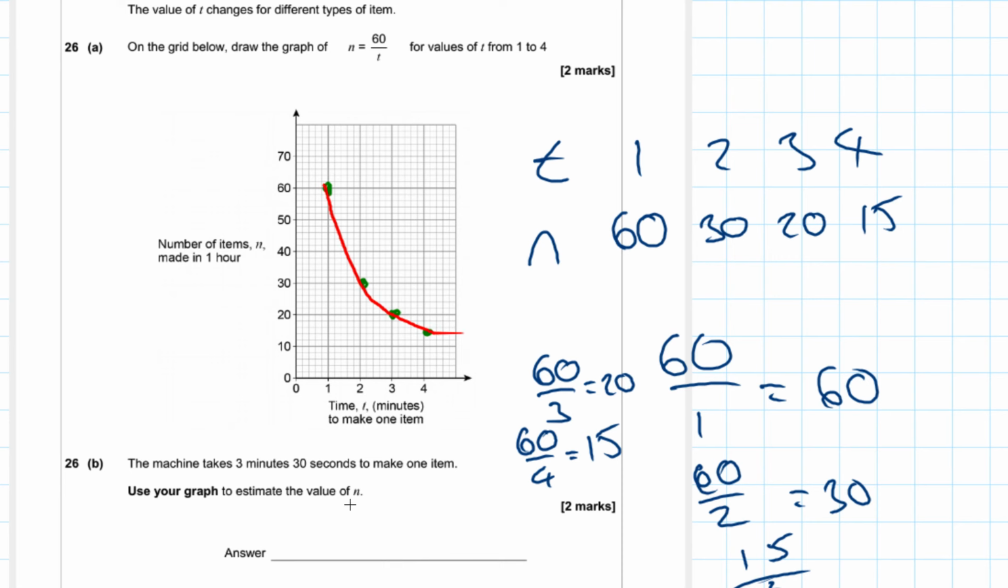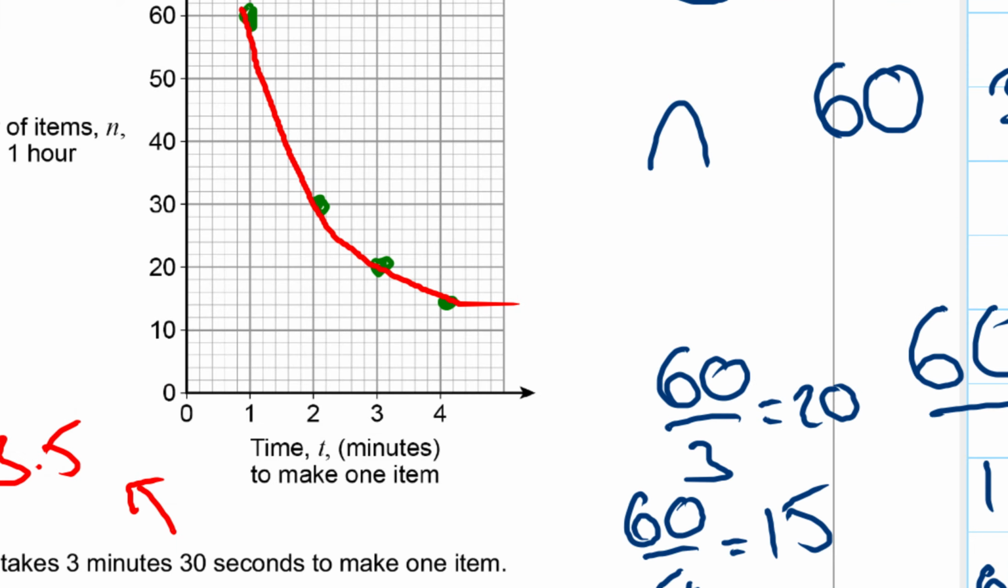The next one we've got is use your graph to estimate a value of n. So here it's going to be 3 minutes and 30 seconds. So first thing is first, make sure you convert this properly into minutes. So 30 seconds is half a minute, so this is 3.5 minutes. Then you go to your graph, you find the halfway point here, so this is 1, 2, 3, 4, 5. There's 5 points between 3 and 4, so the halfway point is going to be at 2.5. So get a ruler, draw at the point 2.5, and you reach the graph, and then from here, draw it across to the y-axis to find a value at that point.